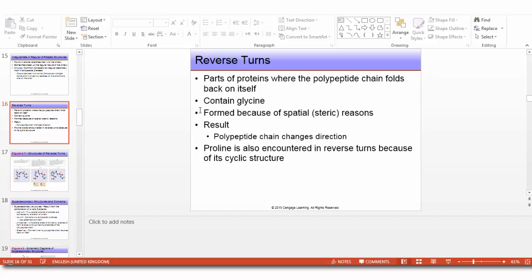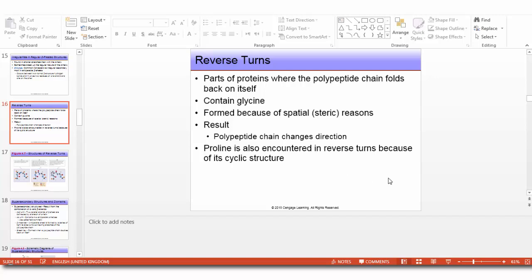Because of steric reasons, glycine is frequently encountered in reverse turn, because glycine is small, in which the polypeptide chain changes direction. Now, the single hydrogen of the side chain prevents crowding. But proline is also another possibility to be found in reverse turn because of its cyclic structure.